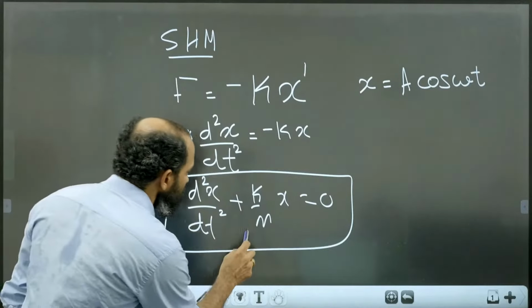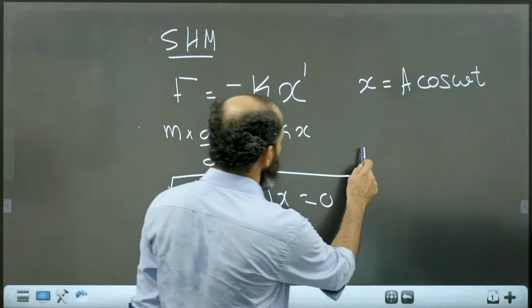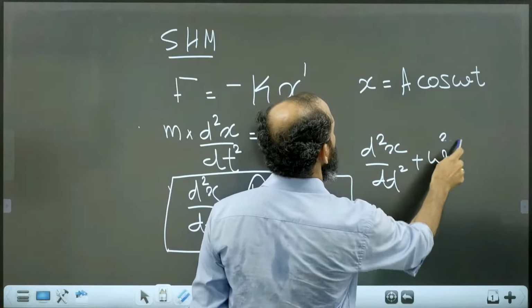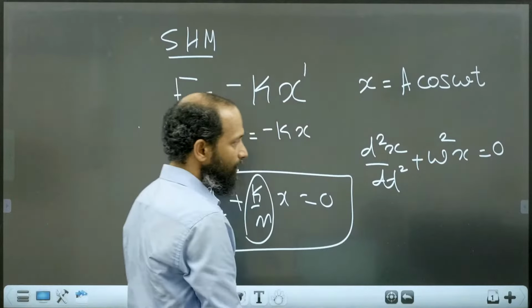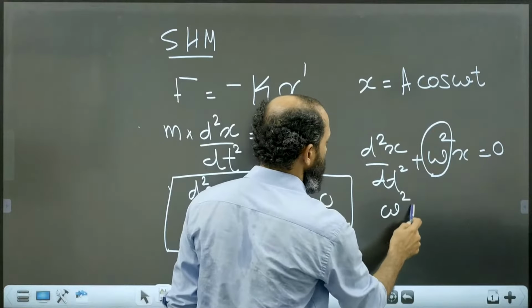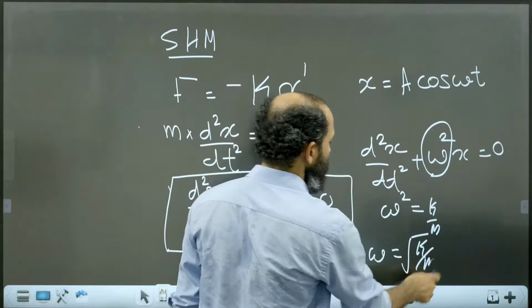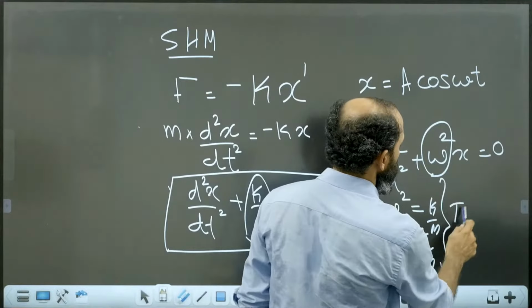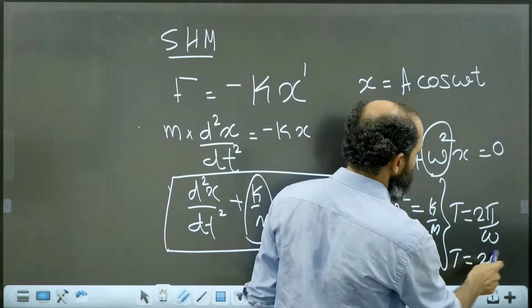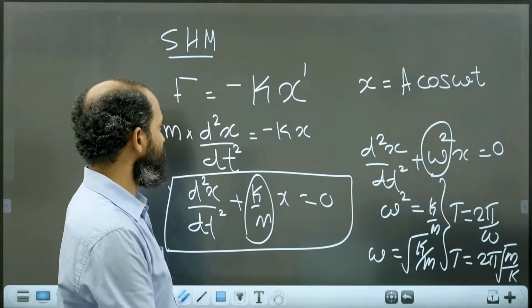Here the coefficient of x has some meaning. That will be written as d square x by dt square plus omega square x is equal to 0, where omega square is the coefficient of x. So omega square is equal to k by m, and omega is equal to root k by m. Then the time period is 2 pi by omega, that can be written as 2 pi root m by k. These are all the features of simple harmonic motion.